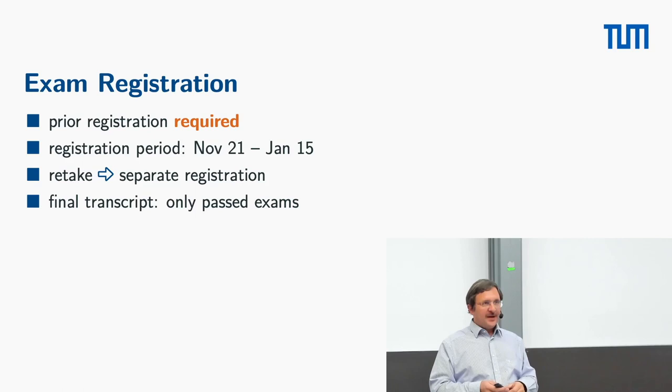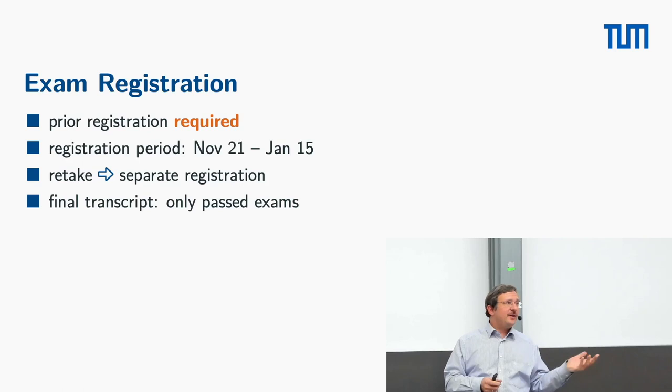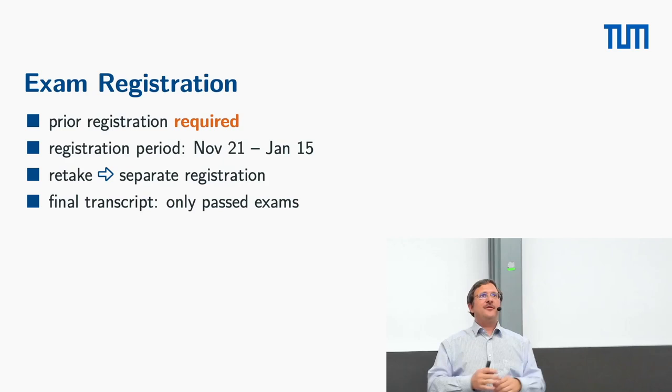And as the question is asked very often, the final transcript that you get at the end will only contain passed exams. Of course, in your TUM Online account, you'll also be able to review the exams that you failed or didn't attend. So they will show up there, but they will not show up on your final transcript. So only credits that you actually earned will be listed there.